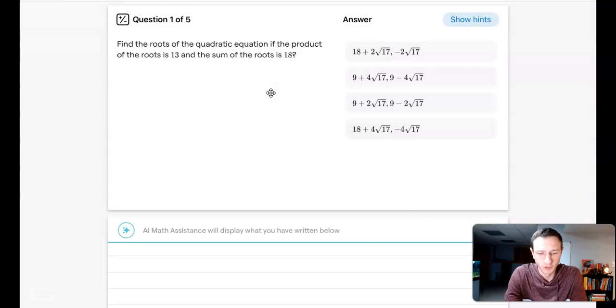Find the roots of the quadratic equation if the product of the roots is 13 and the sum of the roots is 18. Look at those answers. All right, here we go.